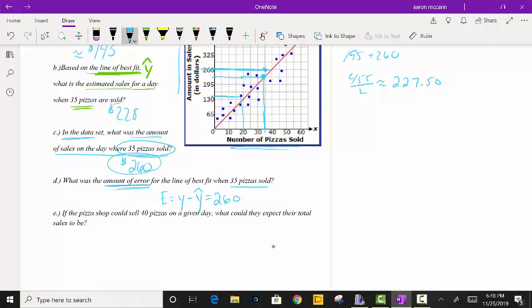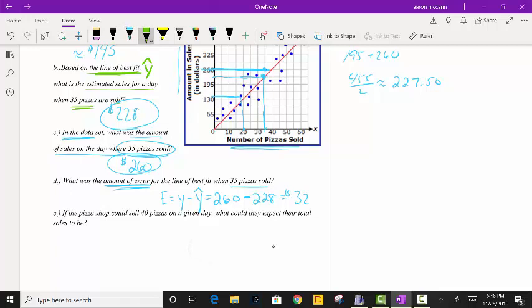$260 is what actually occurred. And what was predicted to occur based on the line is $228, which means there's $32 worth of error. Okay, so the line of best fit was $32 lower than what actually happened.